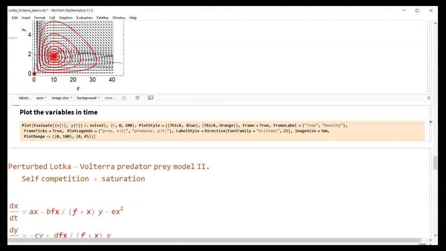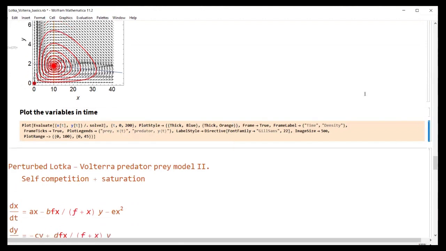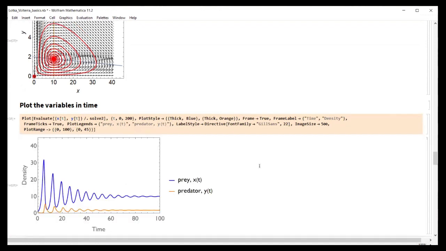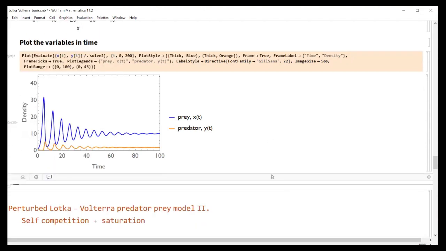Okay, and again, we can plot the variables in time, and you can see what can be seen in the phase space representation as well, that after a while the periodicity decreases and the concentration tends to the fixed point.